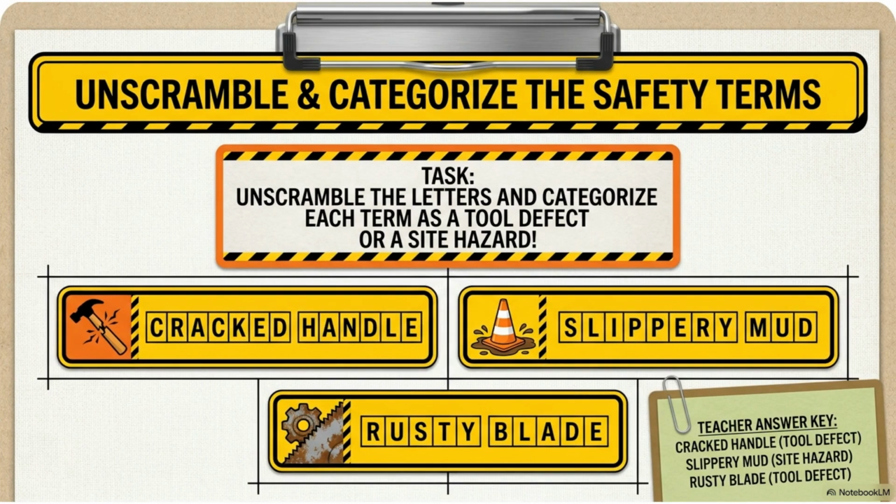Here is the answer key. A cracked handle and a rusty blade are tool defects, while slippery mud is classified as a site hazard. Recognizing these early is crucial for maintaining a safe working environment.